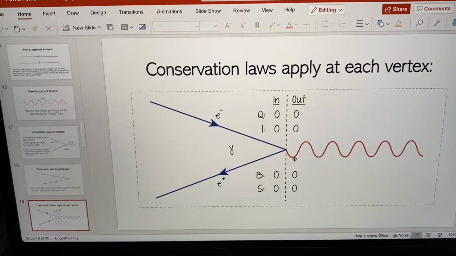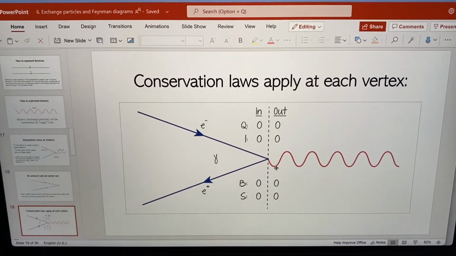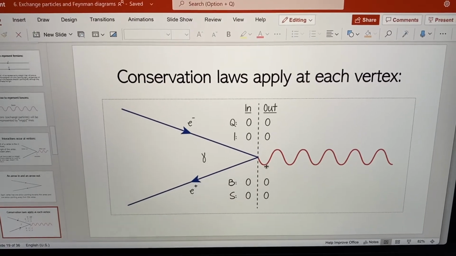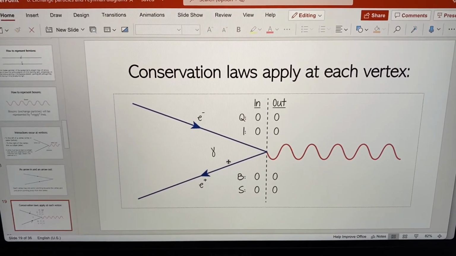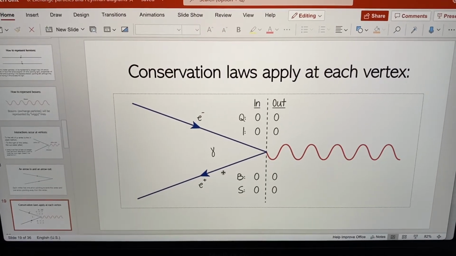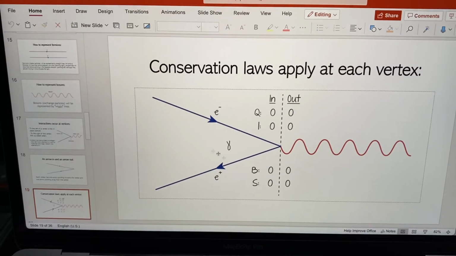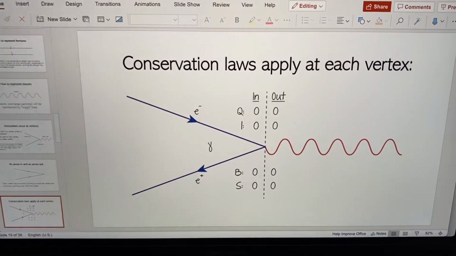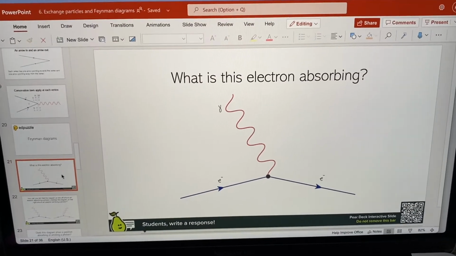So here we again have annihilation of an electron and a positron forming a photon, and time in this case is on the x-axis. Hopefully you can see that. The dotted line just represents an instant in time. Let's see what else I had. So let's have a little look here.